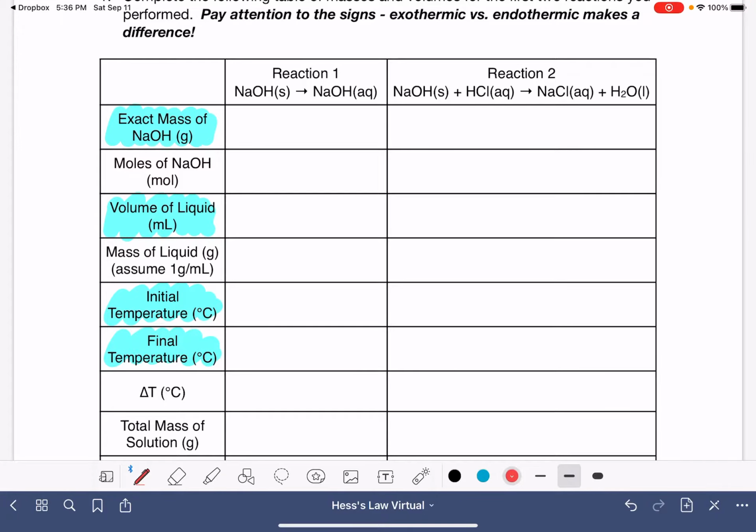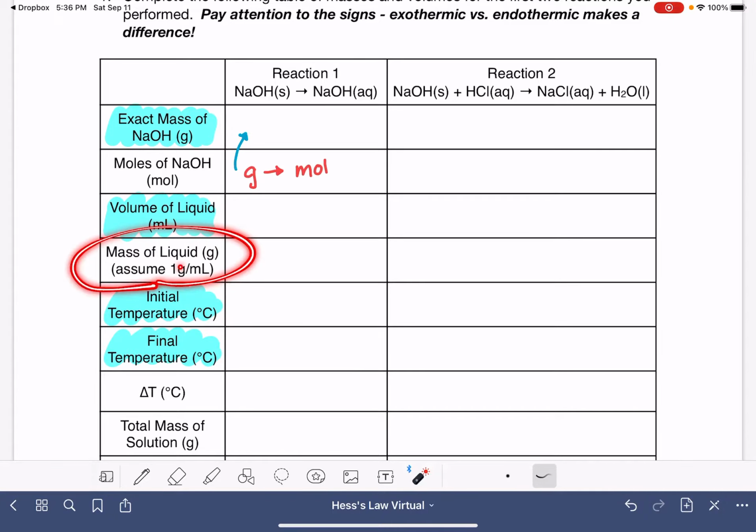So the mass of NaOH you will have reported in units of grams, and then in this row right here, you're going to be doing a gram to mole conversion using the mass of the NaOH that you recorded from your balance. You'll be using the molecular weight of NaOH, which is about 40 grams per mole, and then just doing a straightforward gram to mole conversion.